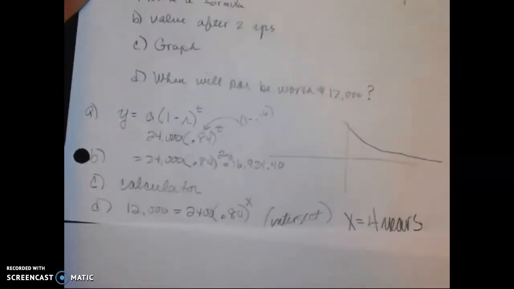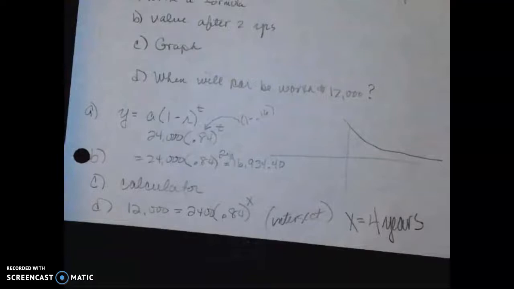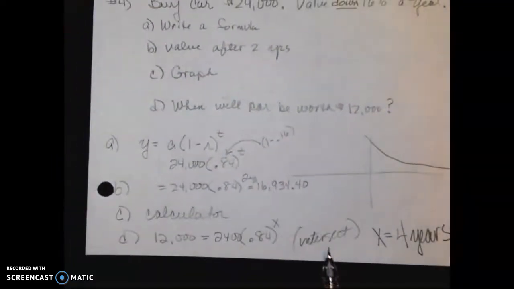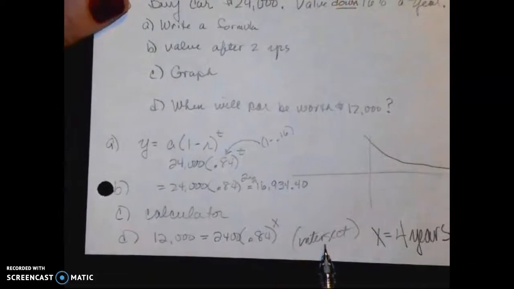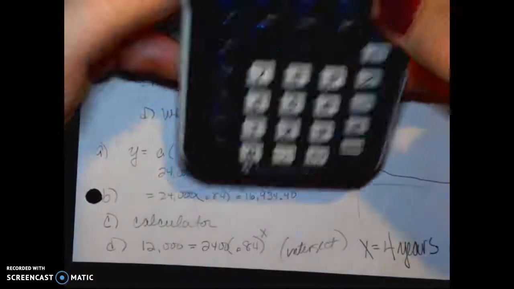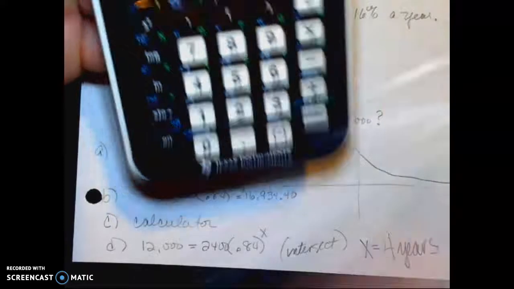Okay, the last part. When will the car be worth $12,000? So I graphed each of them. We're going to use the intersection. We've done this over and over again in this class. We're going to use the intersection key on the calculator. You could use the table, but it's not as precise.